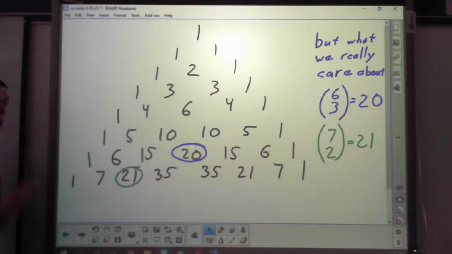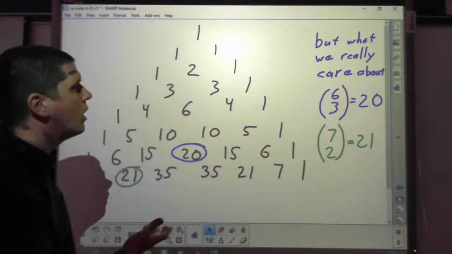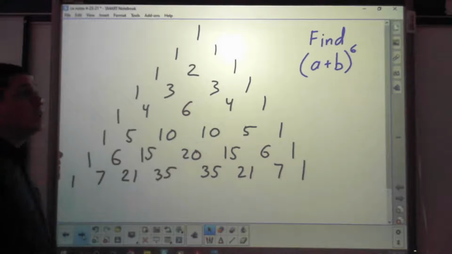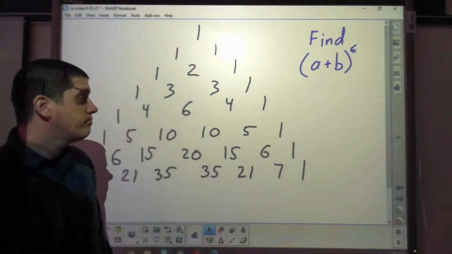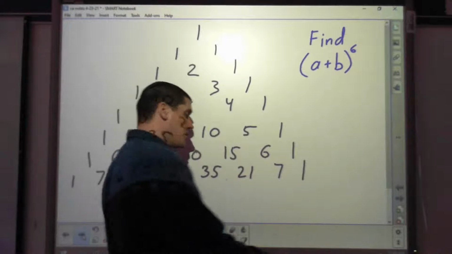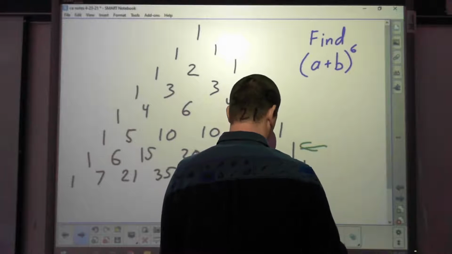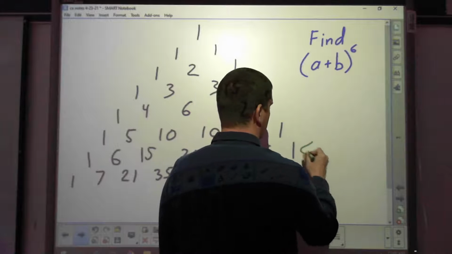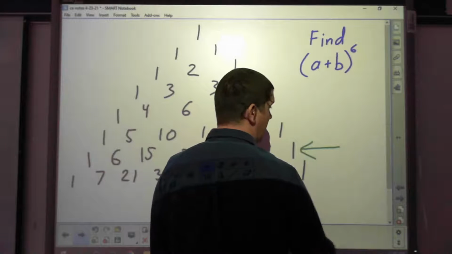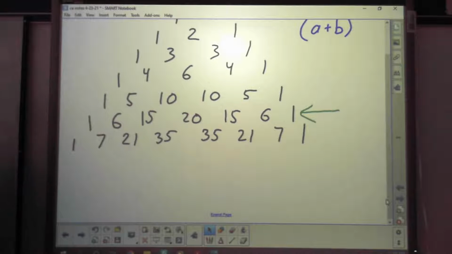So again, you might be going, all right, well, kind of cool, I guess. Still, how does that help us? Well, let's say I want to find a plus b to the 6th. So I go to the 6th row. That's a horrible looking arrow. What did I do? I'm going to say my board is not calibrated and I need to recalibrate the board. So I go to that.